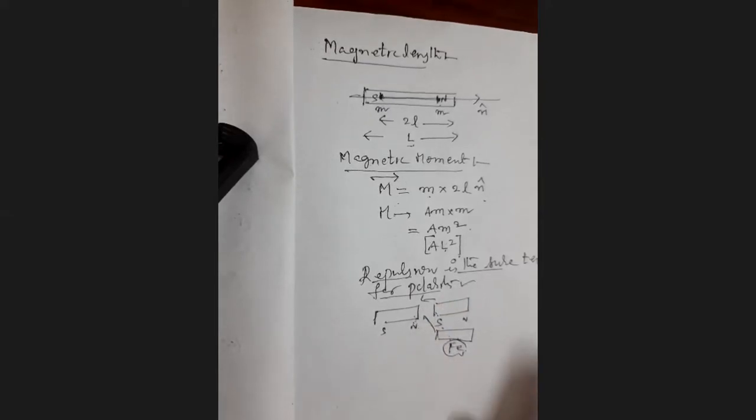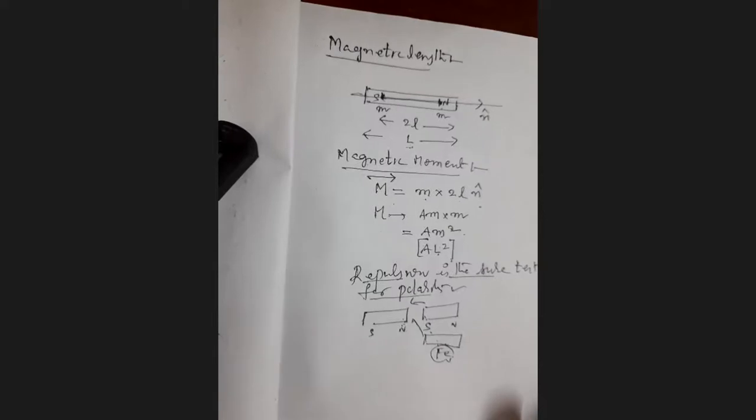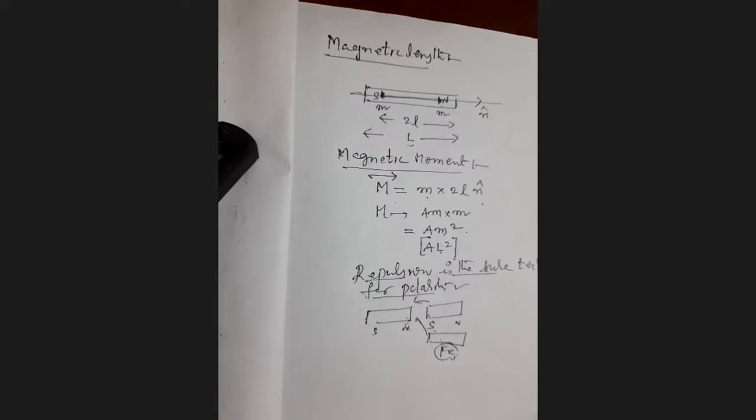This is also an important point. So the properties of magnets, once again: a magnet has the main properties, attractive property, directive property, inductive property. Magnetic length is defined as the distance between the magnetic poles. Magnetic moment is the product of pole strength and length. Repulsion is the sure test for polarity.